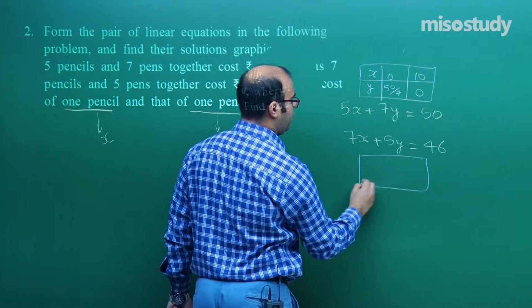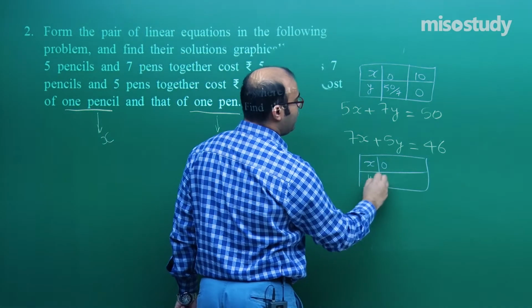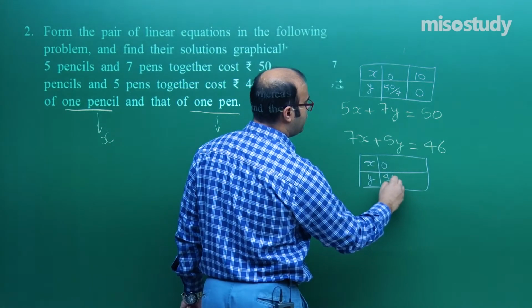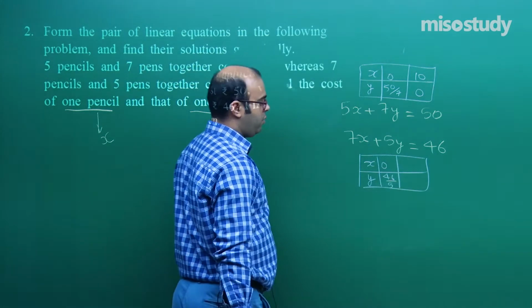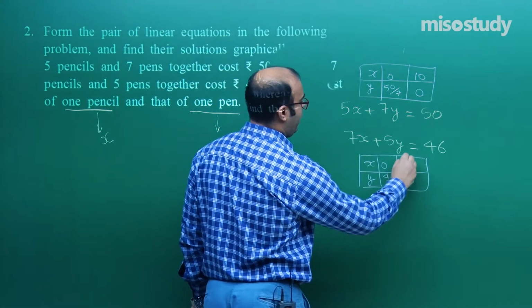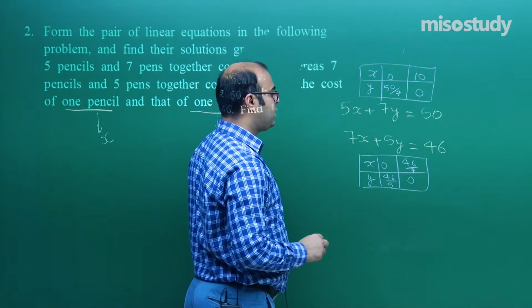What about the second equation? If we take x is equal to 0, what will be y? If x is equal to 0, y is 46 by 5, which is a little greater than 9. 45 by 5 is 9. And if we take y is equal to 0, x will be 46 by 7, which is greater than 6. 42 by 7 is 6.